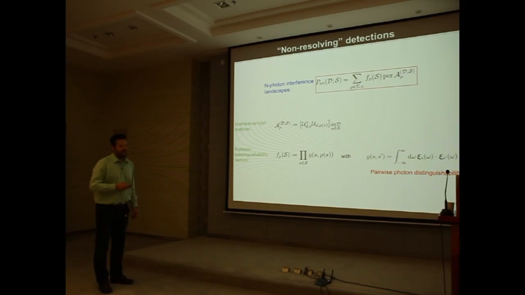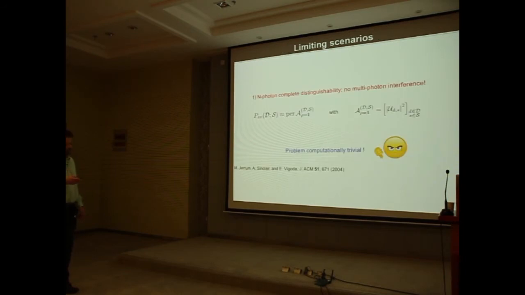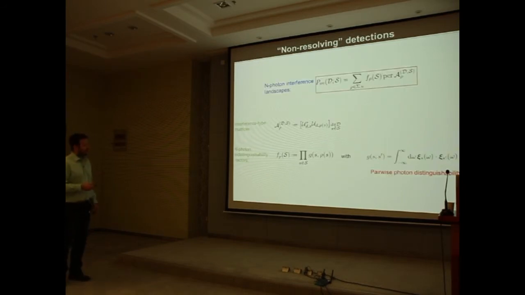What is the complexity of this object? We don't know, at least I don't know. What we know is that if you go to the case of complete distinguishability, what does it mean? That this is zero for S different from S prime. If we are looking at two different photons, S prime, this is zero.